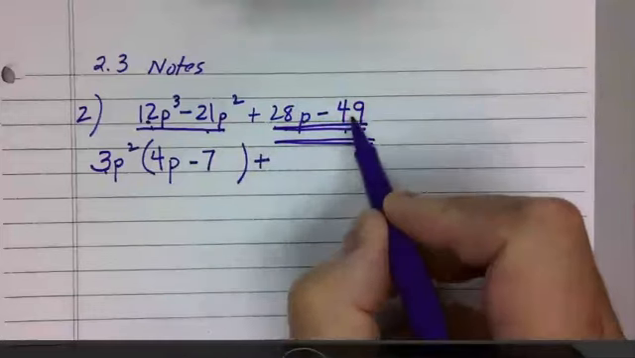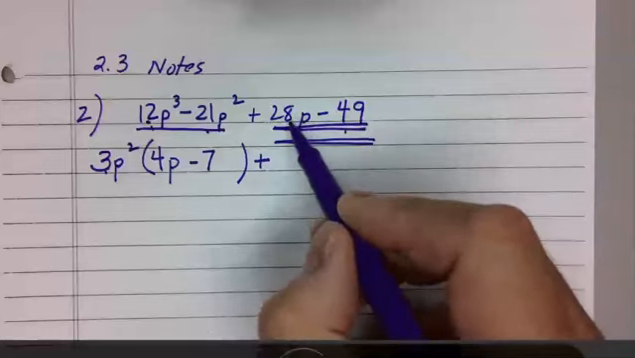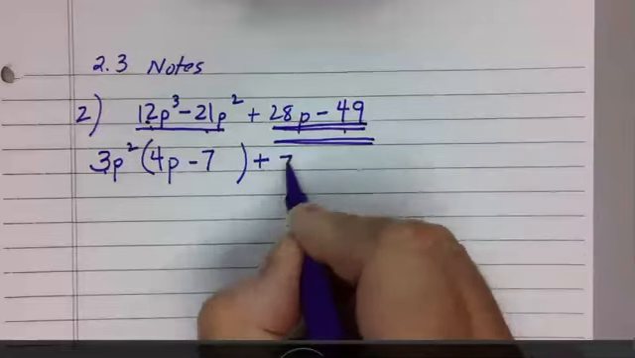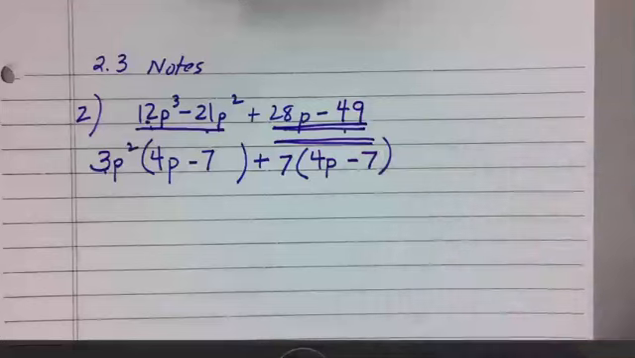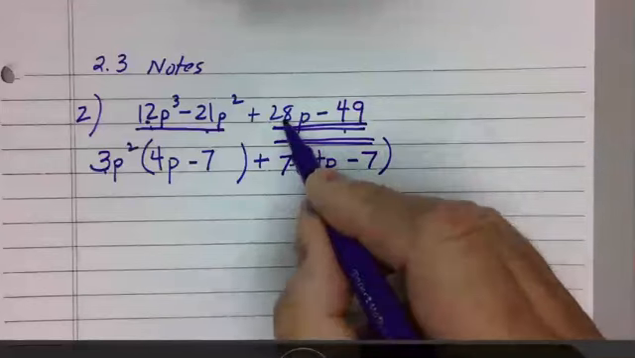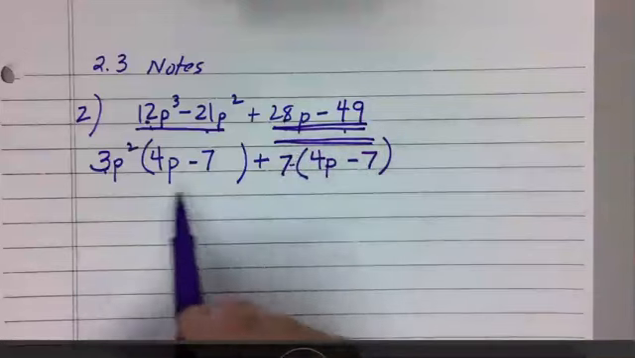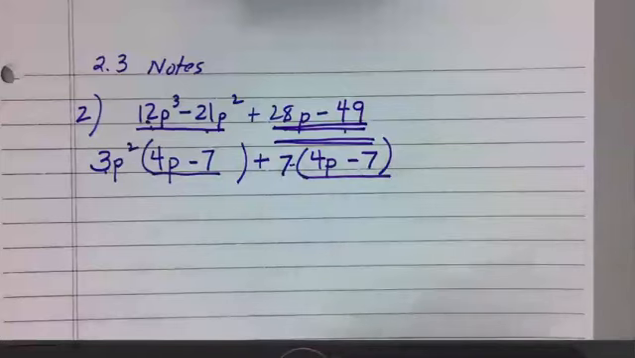Does 28 go into 49? No. Then the next biggest factor of 28 is 7. Does 7 go into 49? Yep. So that gives me 4p minus 7. 7 times 4p is 28p, and 7 times negative 7 is negative 49. What do you notice about these 2? Are they the same?